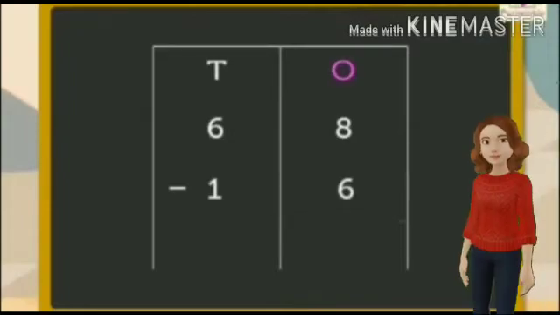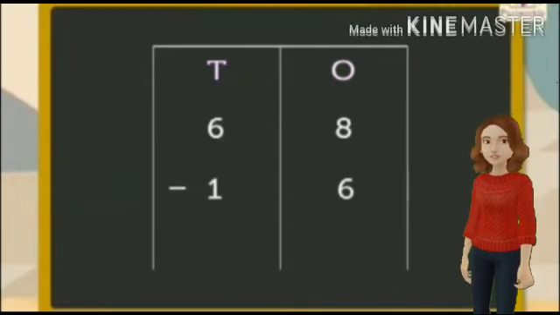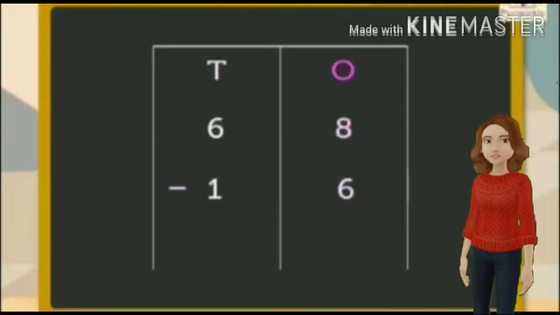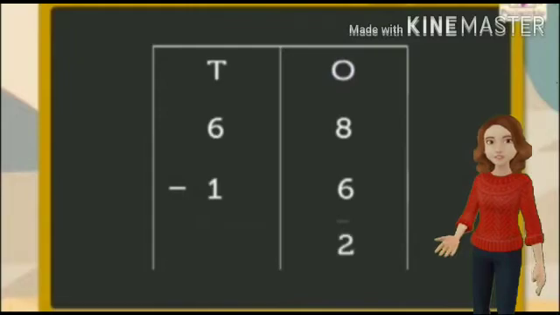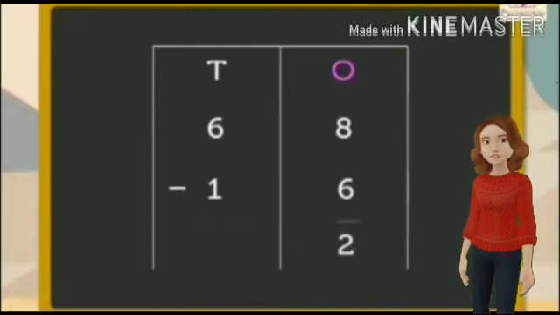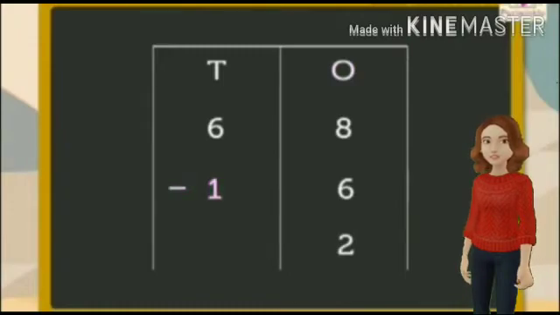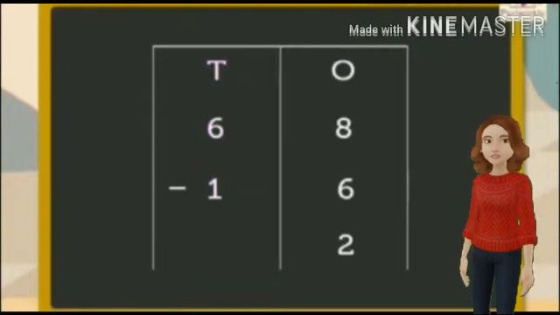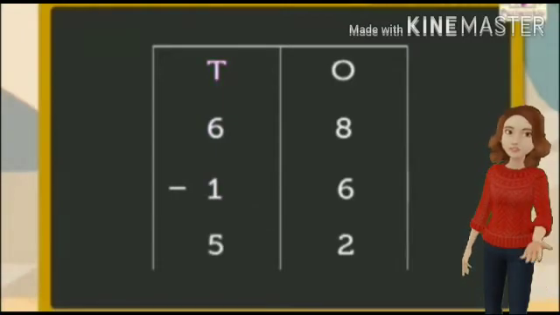Now, we have to subtract the numbers from the ones and tens columns. We need to subtract 6 from 8 in the ones column. So 8 minus 6 gives you 2. Moving on to the tens column, we need to subtract 1 from 6, and so 6 minus 1 is equal to 5. Thus, we get 52 as the answer.